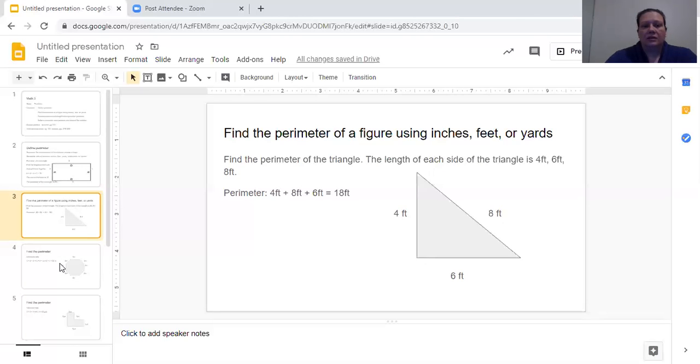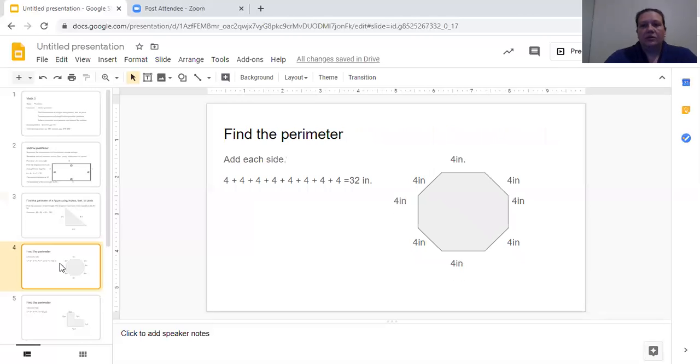Our next picture is, I believe, an octagon, and it has 8 sides. And so we need to add each of those sides again in order to find the perimeter. And we are going to go ahead and get 32 inches.